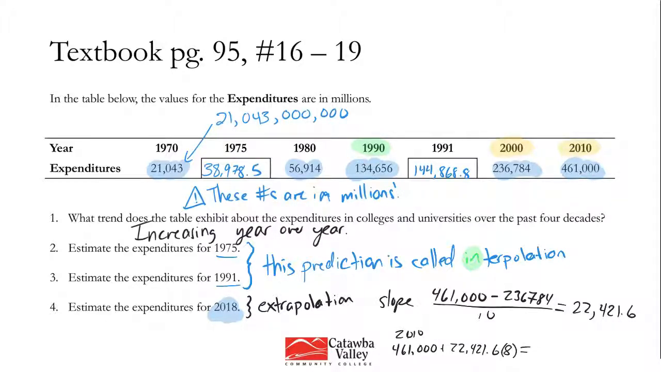And so if I quickly do that calculation, let's see, 22,421.6 times 8, and then plus the original 461, then you get quite a bit, 640,372.8 millions of dollars in 2018. So since this is really $640 billion, we're looking at over $500 billion of expenditures predicted in the year 2018. Of course, we really won't know until they collect more data in the year 2020, but using this mathematics, we can try to predict.